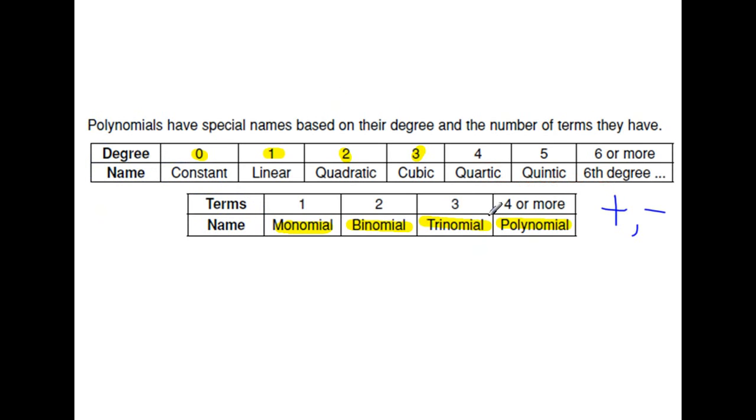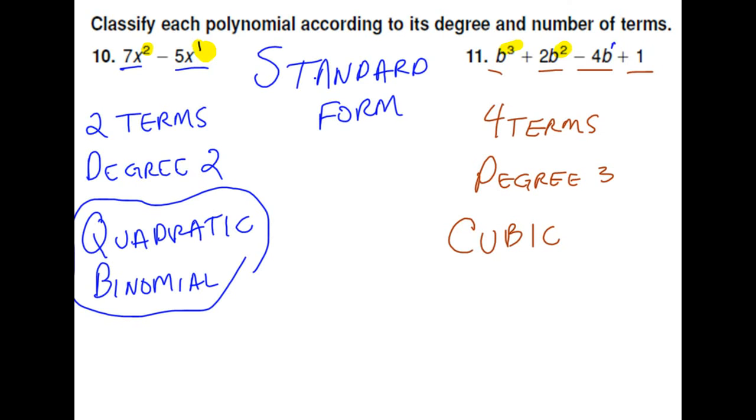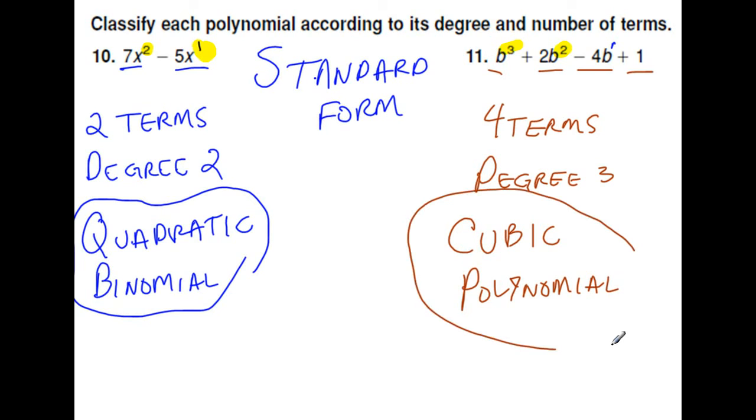Anything above 4 terms is called a polynomial. So we're going to put polynomial. And how we say this is we have a cubic polynomial.